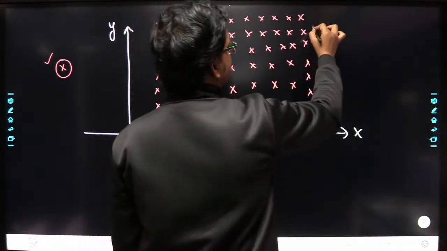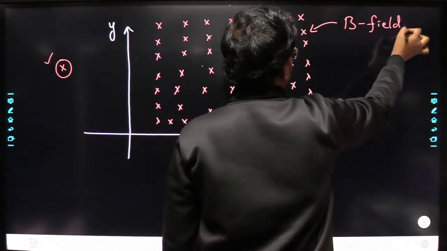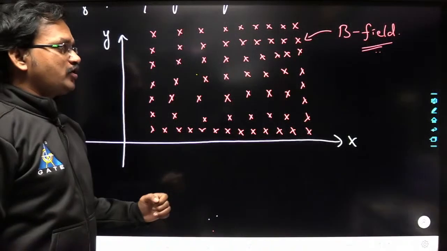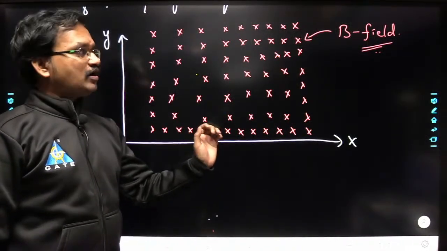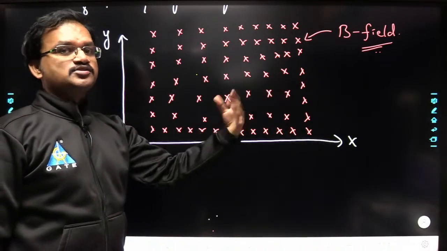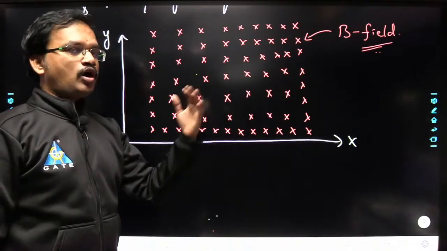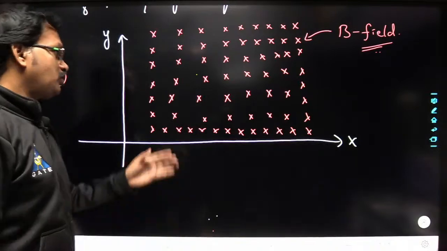So this is nothing but the B field. Now I am going to show you, whenever there is a moving charge in a B field, as I said here, the B field is not going to alter the speed of the moving charge, but it can at most change the direction of the moving charge. How it is going to change the direction, that is what I am going to show here.